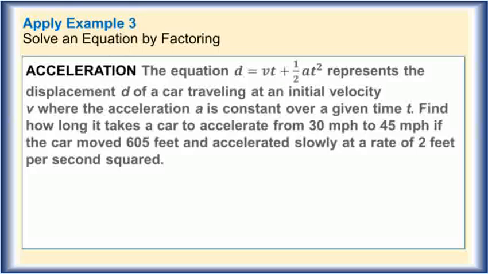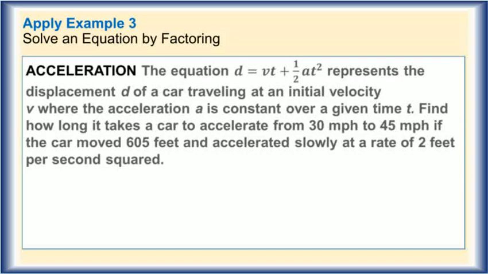Example 3, we have a word problem. It says the equation d equals vt plus half at squared represents the displacement d of a car traveling at an initial velocity v, where the acceleration a is constant over a given time t. Find how long it takes a car to accelerate from 30 miles per hour to 45 miles per hour if the car moved 605 feet and accelerated slowly at a rate of 2 feet per second squared.